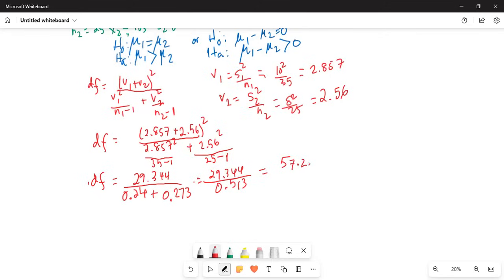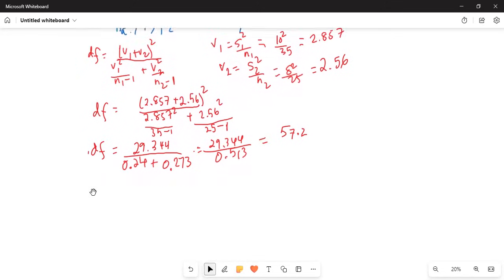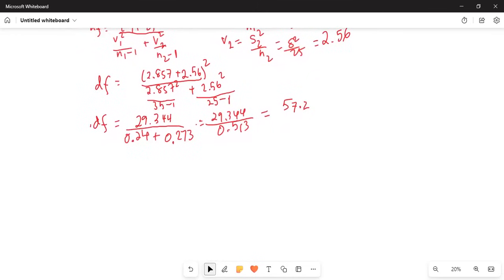So now we'll calculate the test statistic. We need the degrees of freedom for the combined sample of N1 and N2, because then we will be able to find the critical value for that particular degrees of freedom. But let me first create some space. I'll calculate first the test statistic.